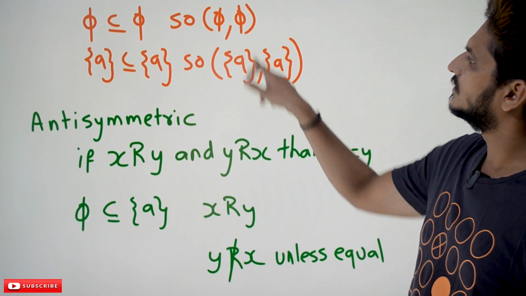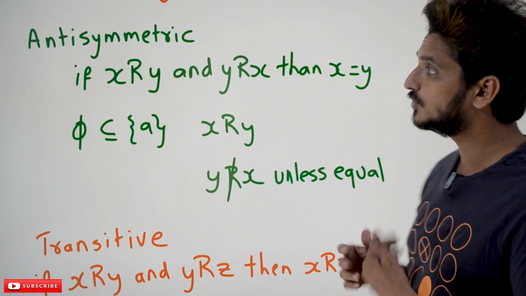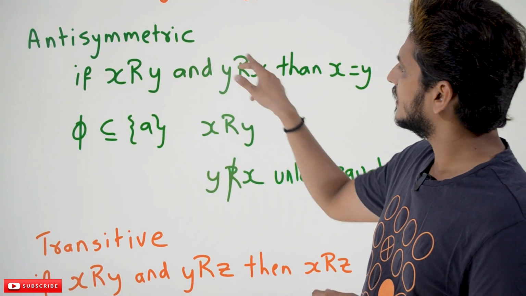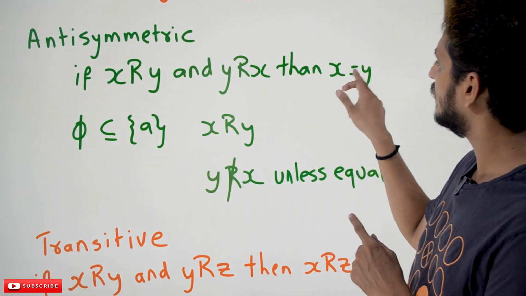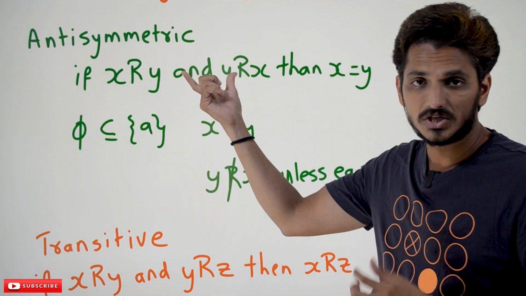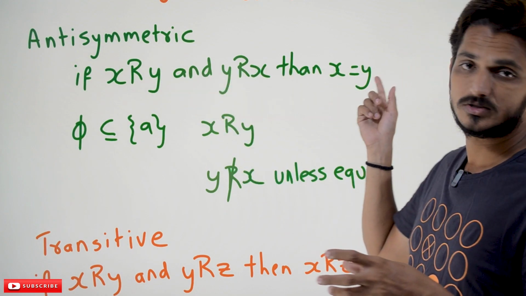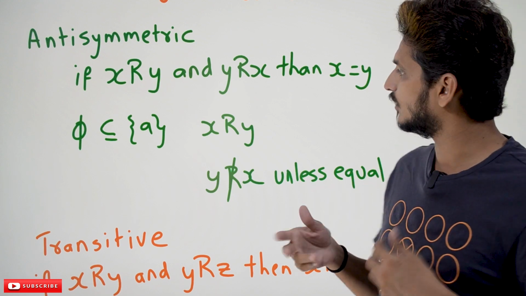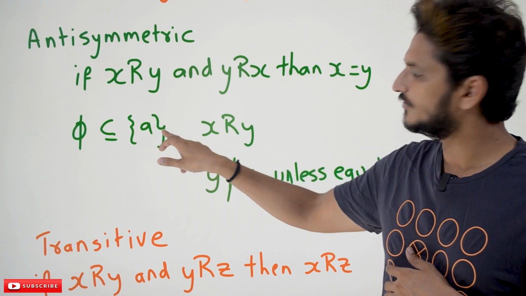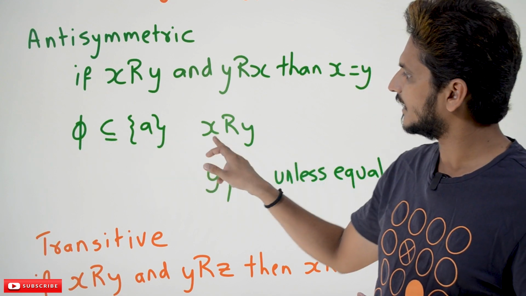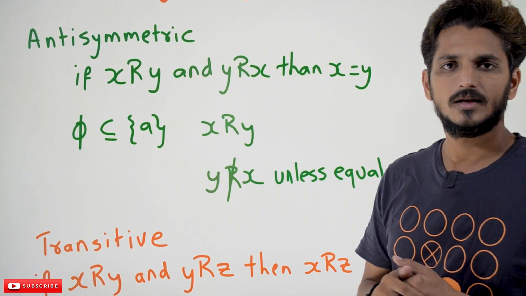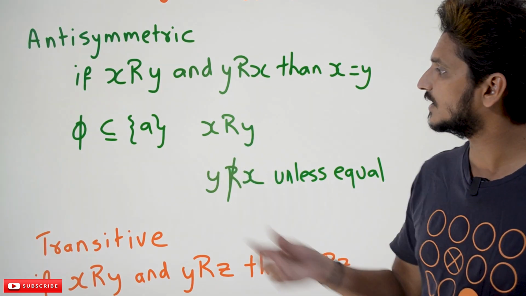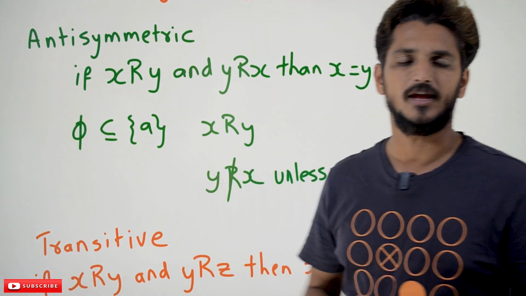Now coming to the next one, anti-symmetric. We need to check the anti-symmetric condition. If x relates to y and y relates to x, then definitely you should have x equal to y. If these two conditions happen, then x equals y. This has to happen. Let's take an example in our set: phi is a subset of A. Yes, x relates to y, but y is not related to x, because set A is not a subset of phi.